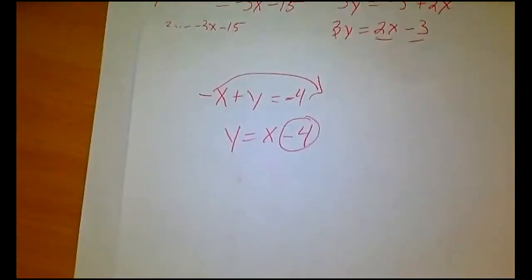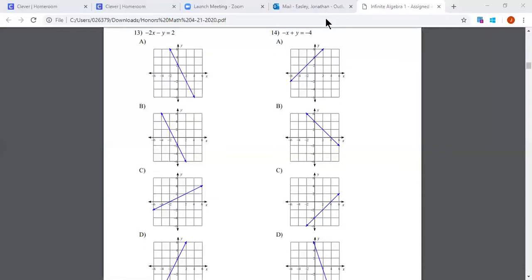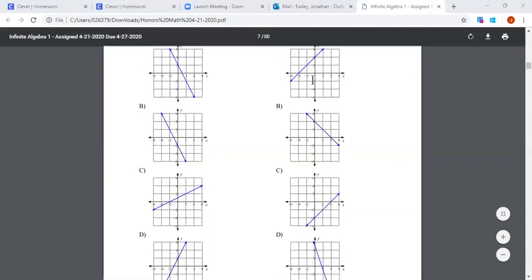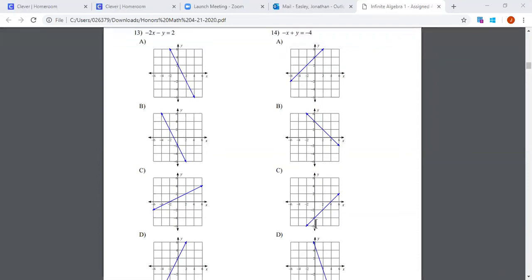So let's go back to that problem again. Now you can see how up here, y goes through a +4, but down here, you see how that goes through the -4. So C is going to be our right answer because it's got a positive slope and the y-intercept is -4. Questions on that?